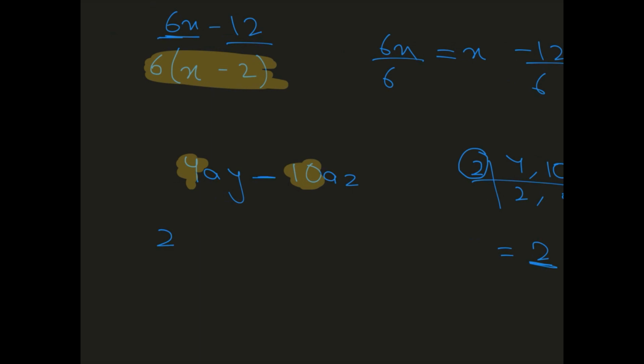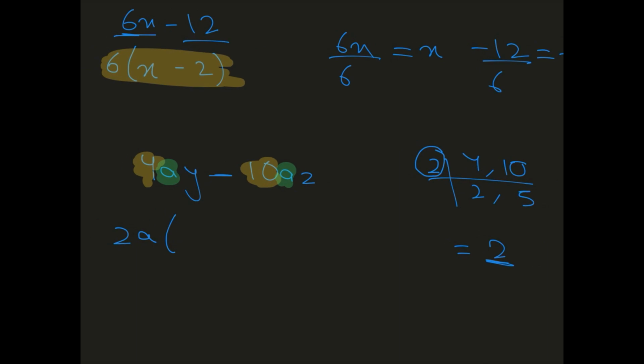But they also have a common variable. So a is the common variable. So in this case, you will take out the common factor 2, and you write a with this. And then we divide 4ay, the first term, by 2a. So let's do it over here. Divide 4ay by 2a. The a and a get cancelled out, and 2 times 1 is 2 and 2 times 2 is 4. So you will be left with 2y.